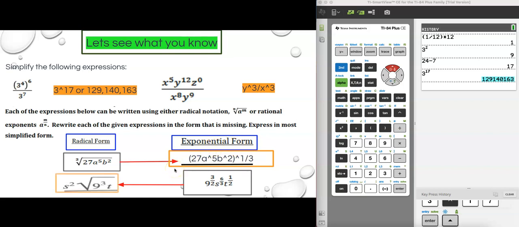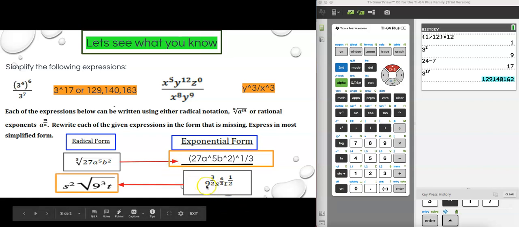And then lastly, I have 9 to the 3/2 power, s to the 6/3 power, and t to the 1/2 power. These are written in exponential form, so if I wanted to convert it to radical form, I can do so as given here. So I should get s squared times the square root of 9 to the 3rd and times t. And you're probably saying, how did you get that? So let me show you what I did.